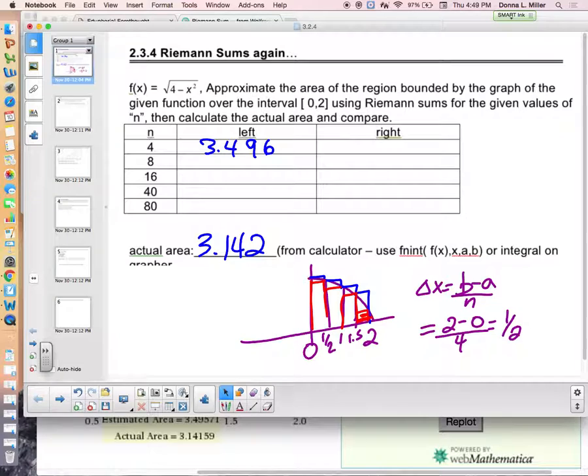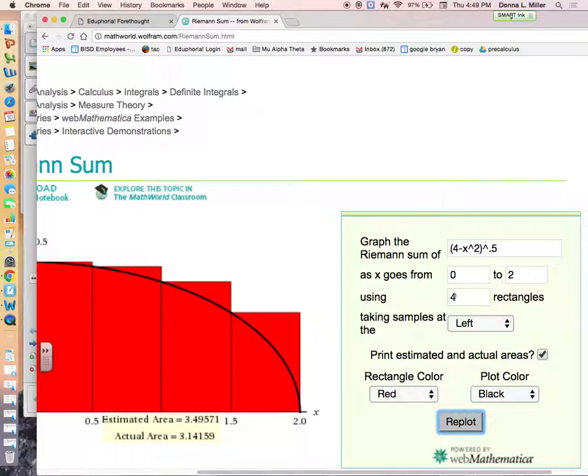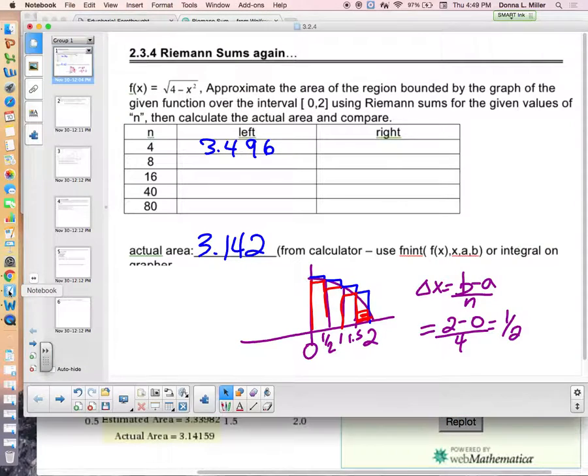All right, so 8 rectangles. I'm just going to change it to 8, 16, 40, and 80. And you see it should converge on a number. So let's do 8. So you see that's a much better estimate, 3.33982. All right, we'll do 16.